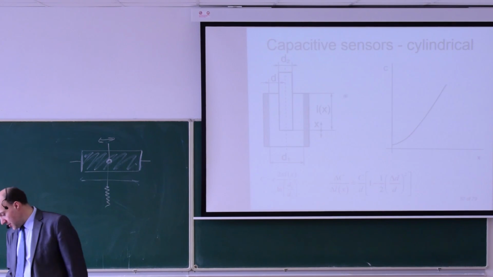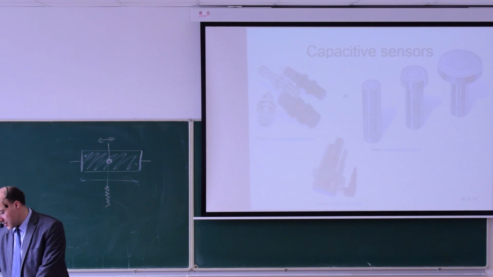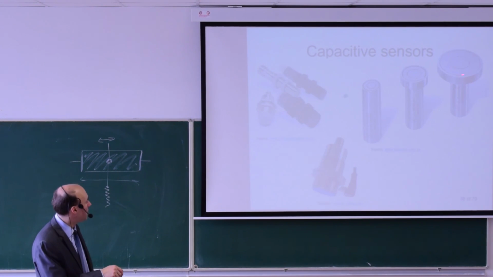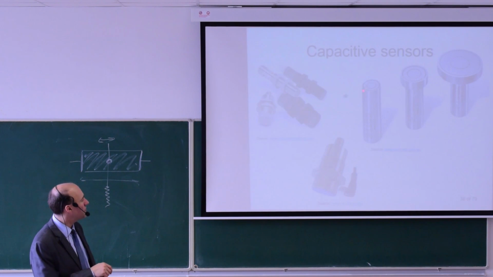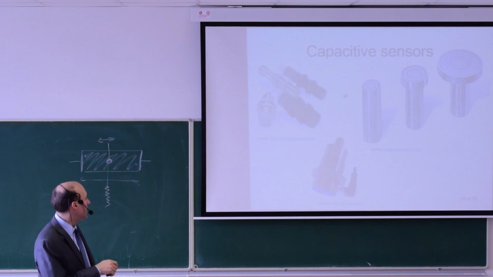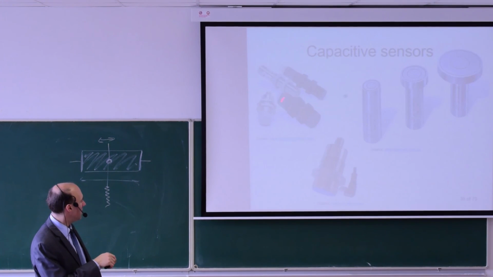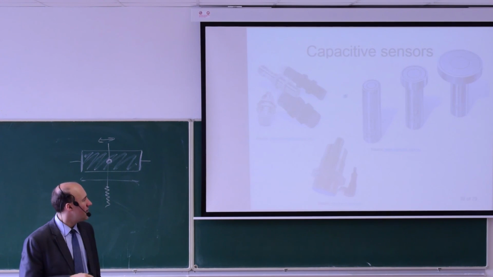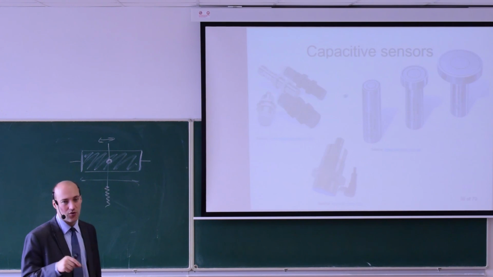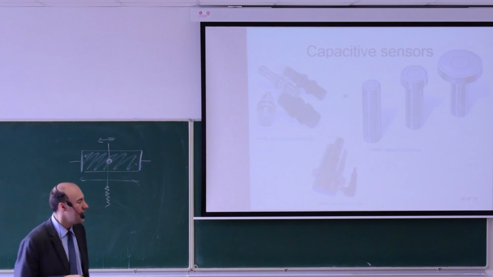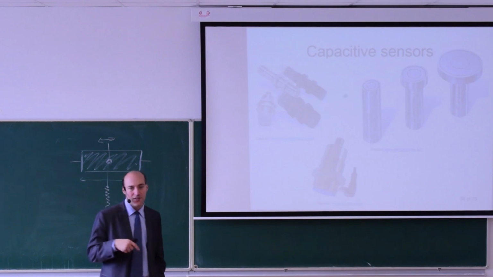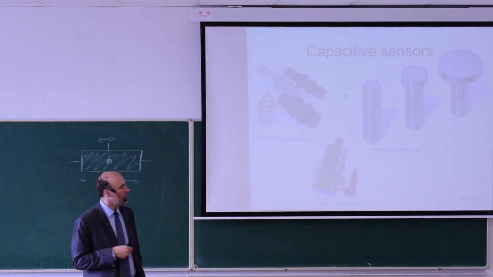I have some examples here for capacitive sensors. The ones that you see here on the right are continuous sensors, so they give you the position information. The ones that you see here on the left side are capacitive proximity sensors that give you only yes or no: I see the object or I don't. Proximity sensors use a little bit different principle, but we'll discuss it next week.